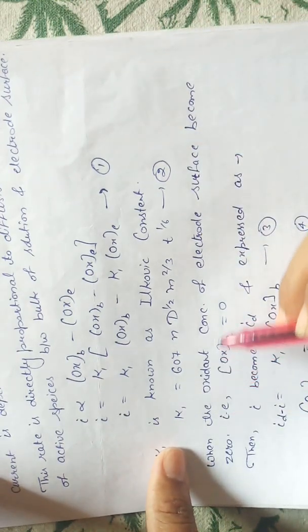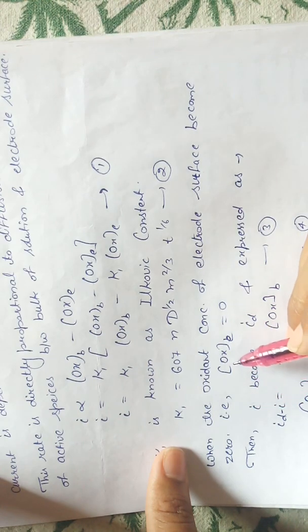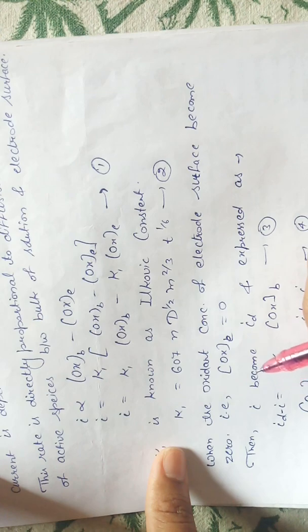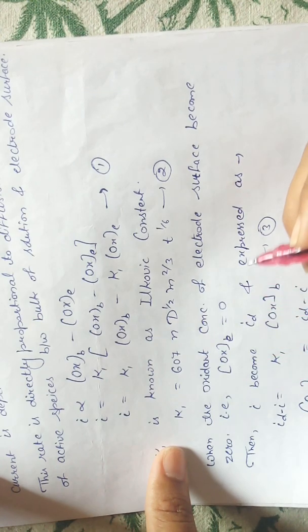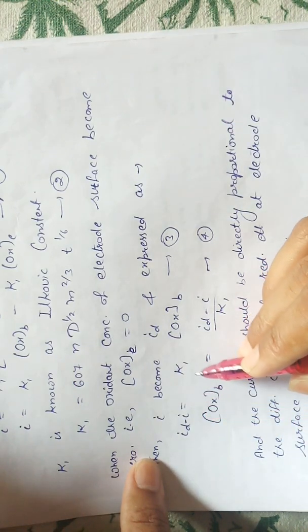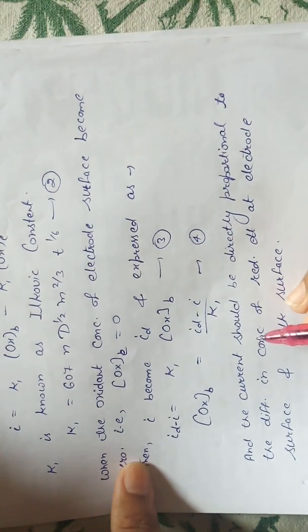When the oxidant concentration at the electrode surface becomes 0, then I becomes Id, and it is expressed as Id minus I is equal to K1 times oxidant at bulk. This is equation number 3. Then oxidant at bulk is equal to Id minus I, with K1 going down below. So this is equation number 4.